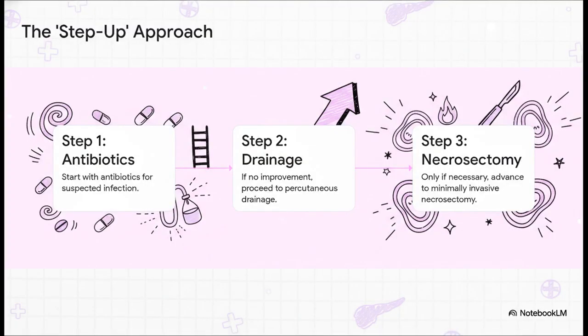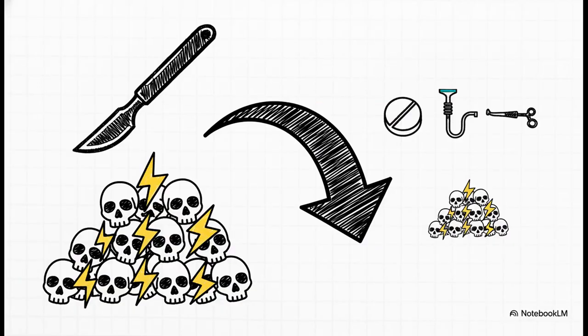So when we do have to act, we don't go straight for open surgery. We use what's called the step-up approach. Step 1, antibiotics. If that's not cutting it, we escalate to step 2, putting in a percutaneous drain. And only if the patient still isn't getting better do we move to the final step, which is a minimally invasive debridement.